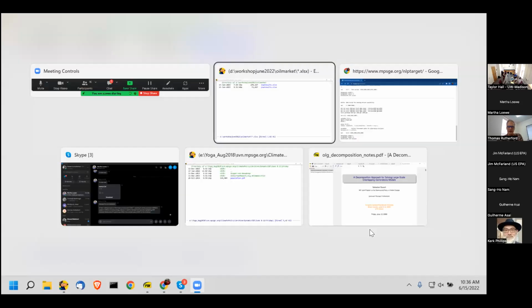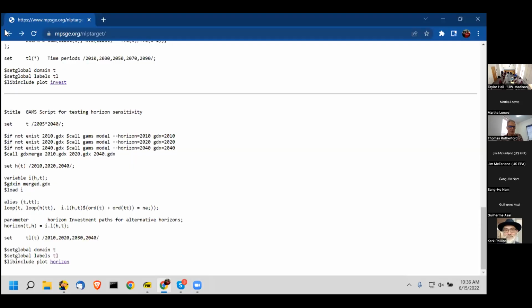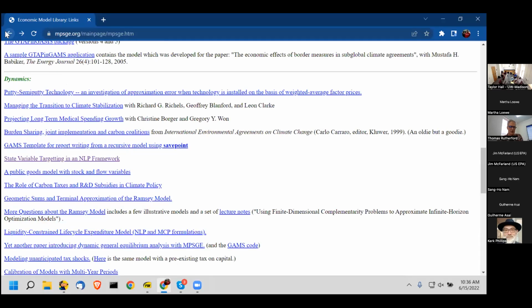So again, I've gone through this without explaining what was going on. What I was showing you was, if you go to the MPSG page, mpsg.org, if you've not done dynamic modeling, that's just beginning with the state variable targeting in an NLP framework. That's a nice example.